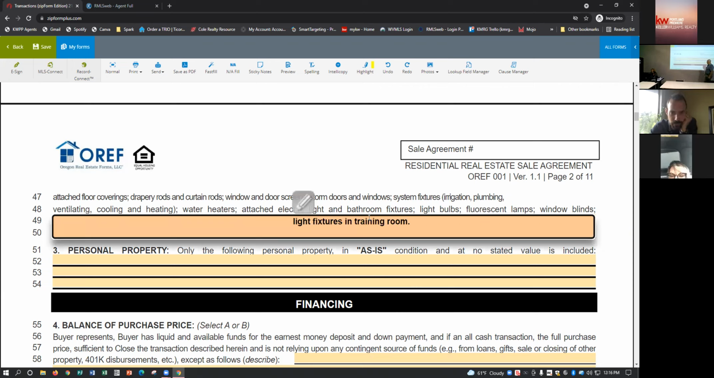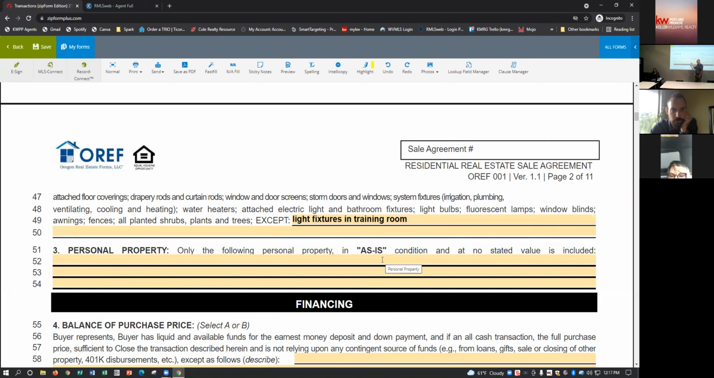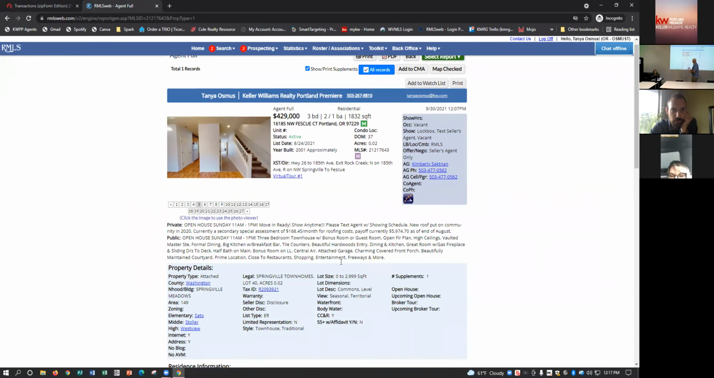Like specifically, right? So we have light fixtures, location. Personal property, these are things that are going to be part of the sale that wouldn't have been part of the sale anyway. It's like a refrigerator, a washer, a dryer. Should we go look at this one?